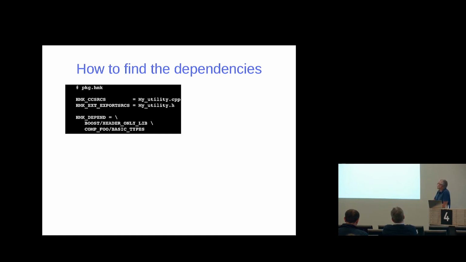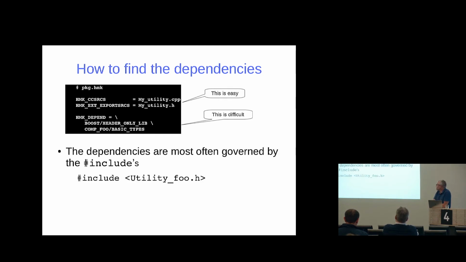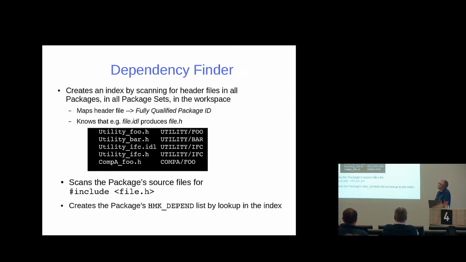Okay, you got the HiMake file like this, two source files and some dependencies. And then how do you actually find the dependencies? Because getting a list of files, that's easy. This can be difficult. Okay, the observation is that dependencies are most often governed by the hash includes. So you can assume that one of these C++ files does this include. So the question is, which package provides this header? So what HiMake has got is something we call the Dependency Finder. It creates an index by scanning for header files in all packages, in all package sets in the workspace. And then it makes a map from the header file to the fully qualified package ID. So we end up with a file like this.